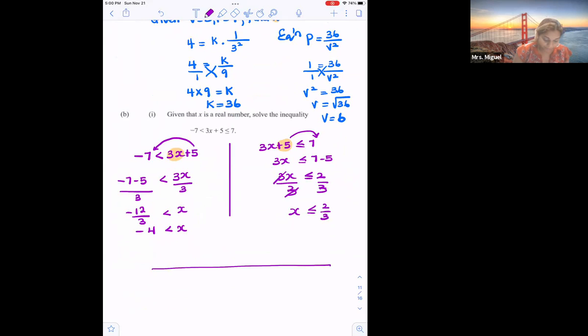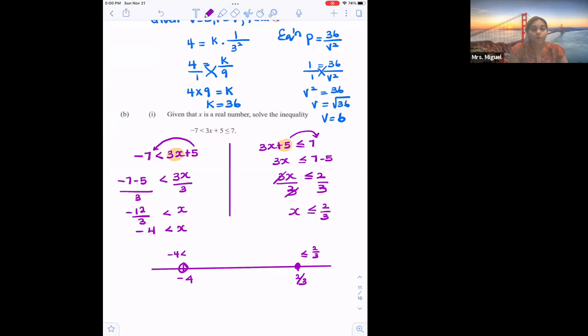So we have to show it on the number line. Here is -4. Here is 2/3. I want all the values between these 2 points. I am going to shade this dot because this is less than or equal to 2/3. This remains unshaded because it is only x is greater than -4. When we include the equal sign in our inequality, the dot is shaded. When it's just the inequality sign without the equal sign, the dot remains unshaded.